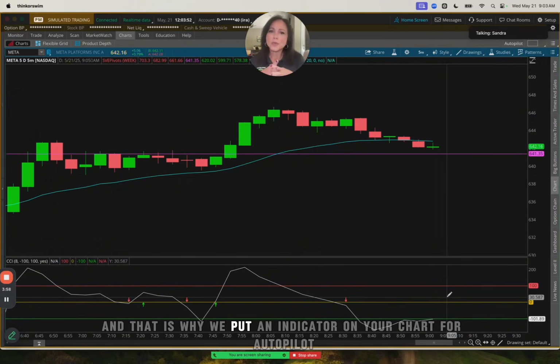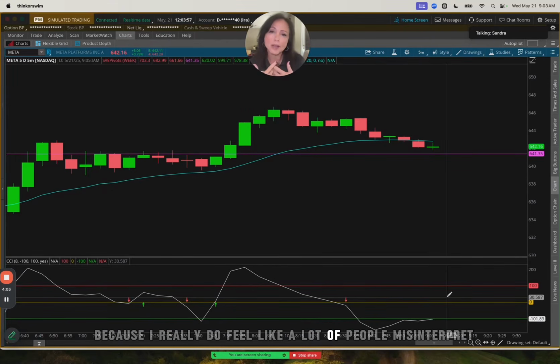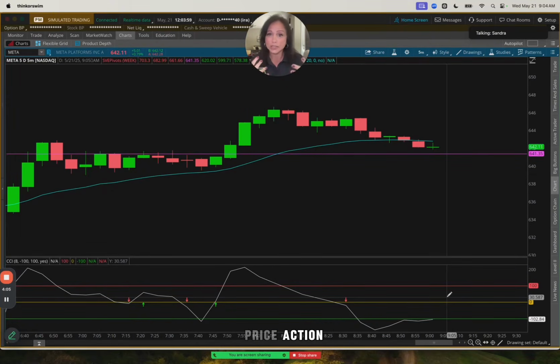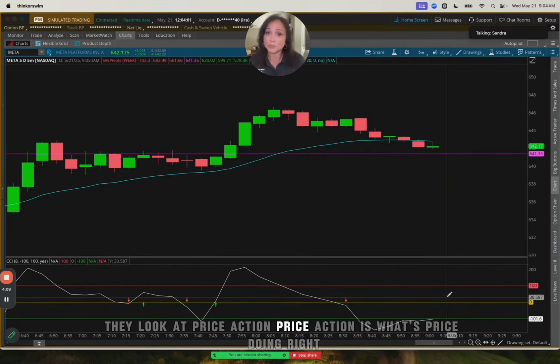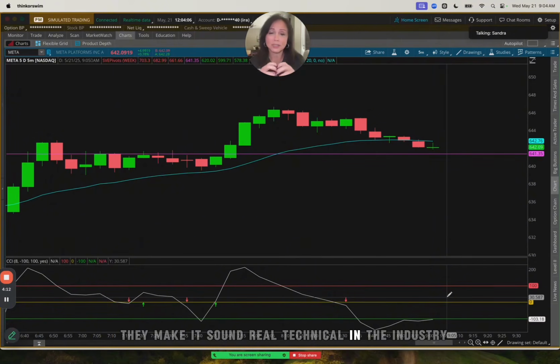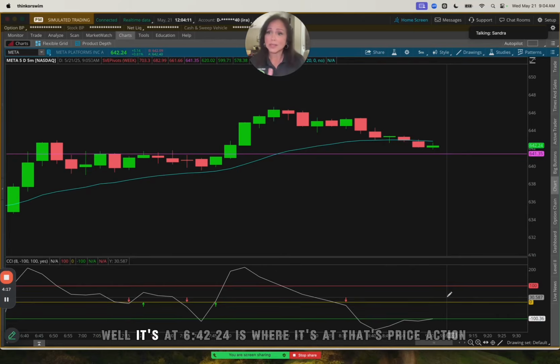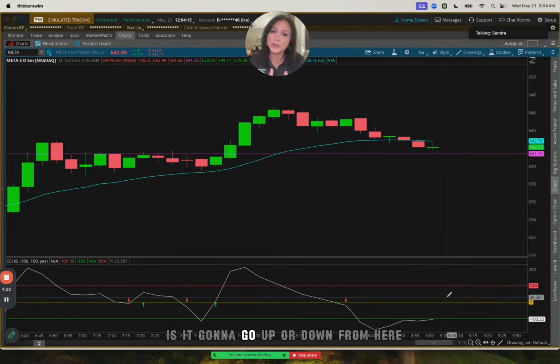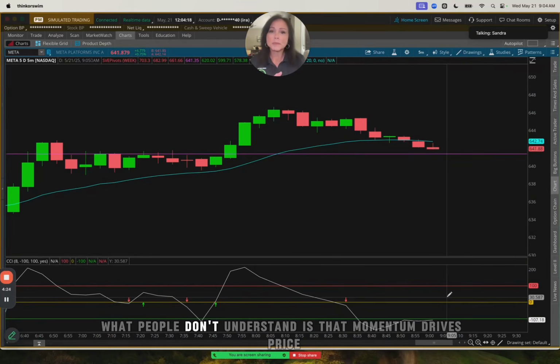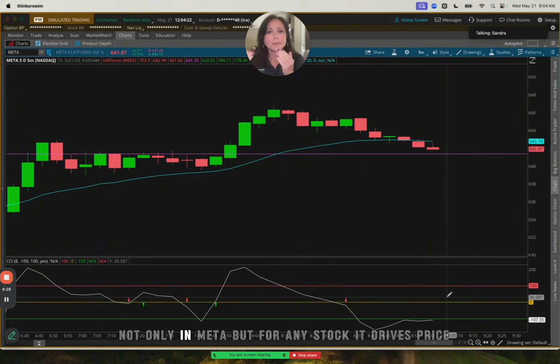And that is why we put an indicator on your chart for autopilot, because I really do feel like a lot of people misinterpret price action. They look at price action. Price action is what's price doing, right? They make it sound real technical in the industry, but price action's like, what's Meta doing? Well, it's at 642.24 is where it's at. That's price action. Is it going to go up or down from here? What people don't understand is that momentum drives price. Not only in Meta, but for any stock, it drives price.